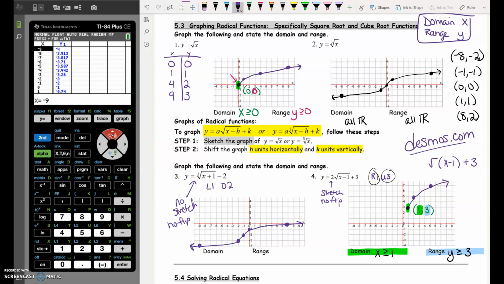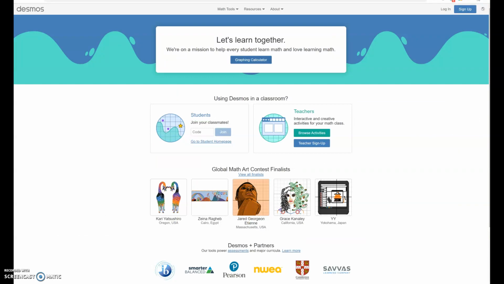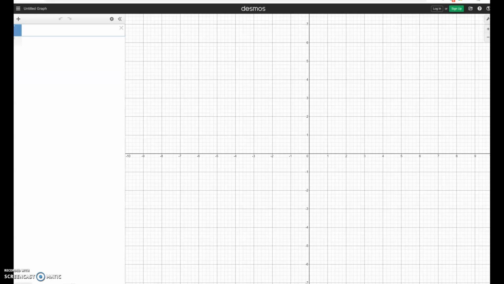The domain is all real numbers, and the range is all real numbers. Now I did want to show you some of these on Desmos, so let me pull up Desmos. When you get to Desmos, you click the graphing calculator up at the top. And then you have a graph on the right and you have a place to type in on the left.